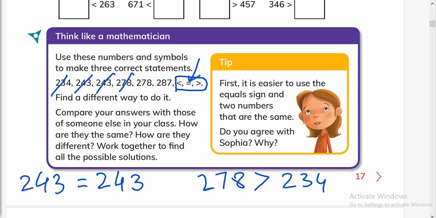We have used this and this as well. Now we have used the equality sign and the greater than sign. Now we have to use the less than sign. I'm writing it here now. With the less than sign, and we have two numbers. We will write 278 at the less than side and 287 at the greater than side. Please excuse my handwriting, it's difficult to write on the screen.